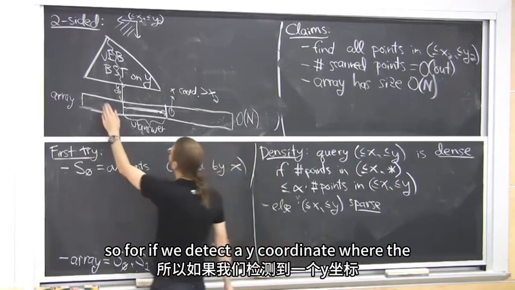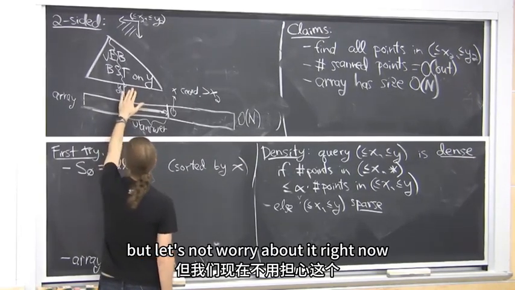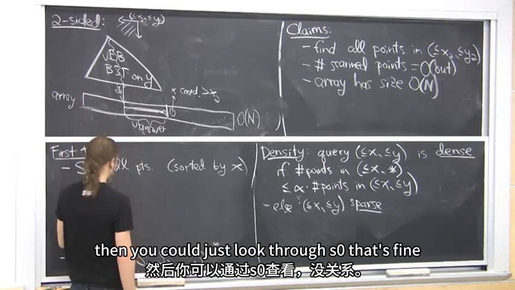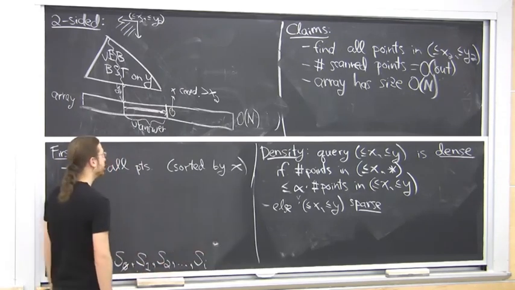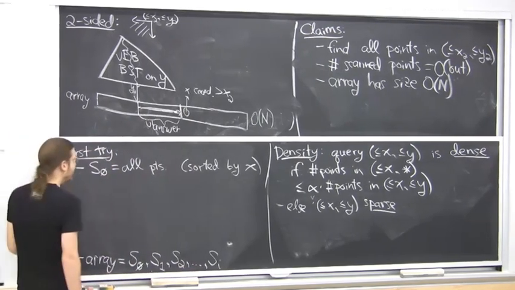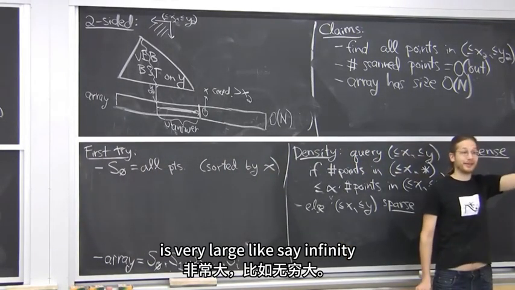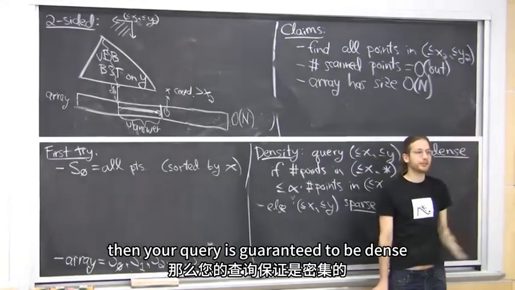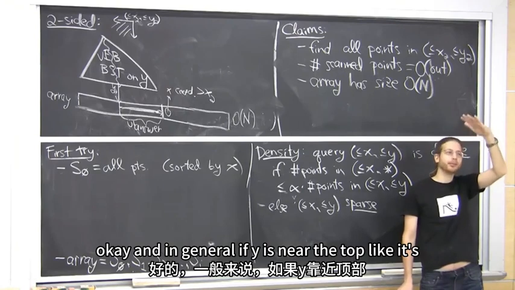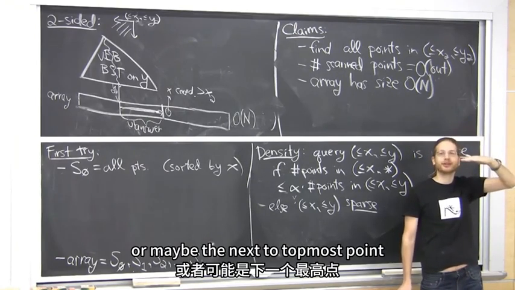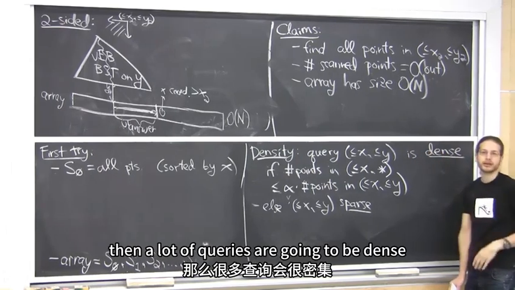So if we detect a y-coordinate where the query is going to be dense, I don't know how we detect that, but let's not worry about it right now, then you could just look through S0. That's fine. But some queries are going to be sparse, and for that we're going to use S1, S2, and so on. The intuition is the following. If in your query the y-coordinate is very large, like say infinity, then your query is guaranteed to be dense. It doesn't matter what x is. And in general, if y is near the top, like it's at the topmost point, or maybe the next to topmost point, or maybe a little bit farther down, depends on the point set, then a lot of queries are going to be dense.